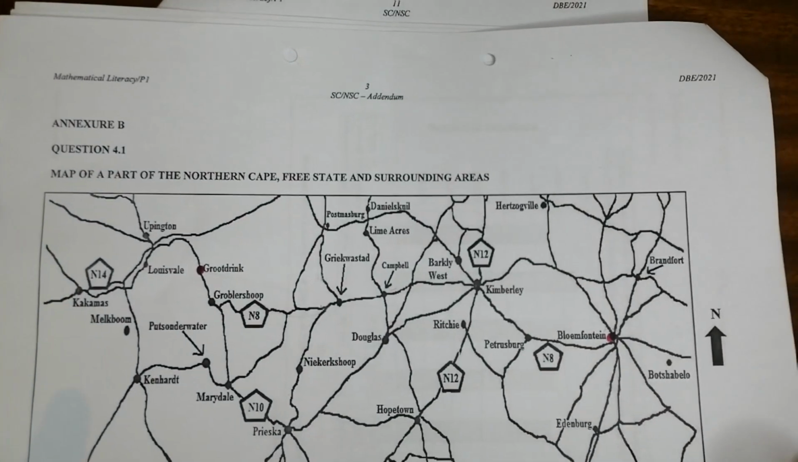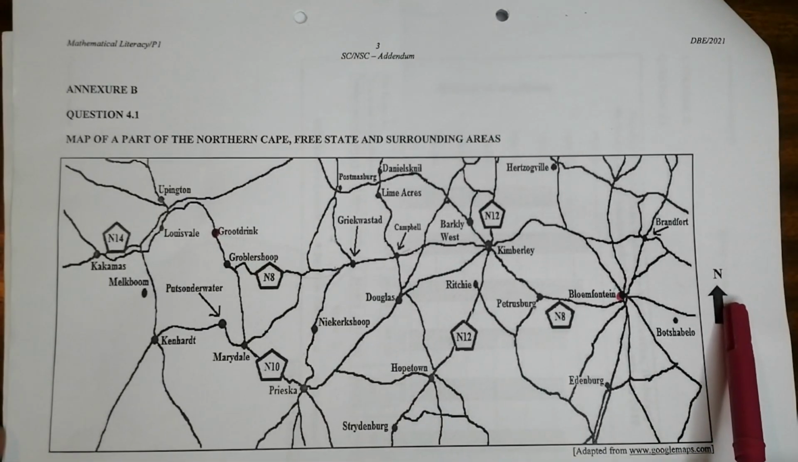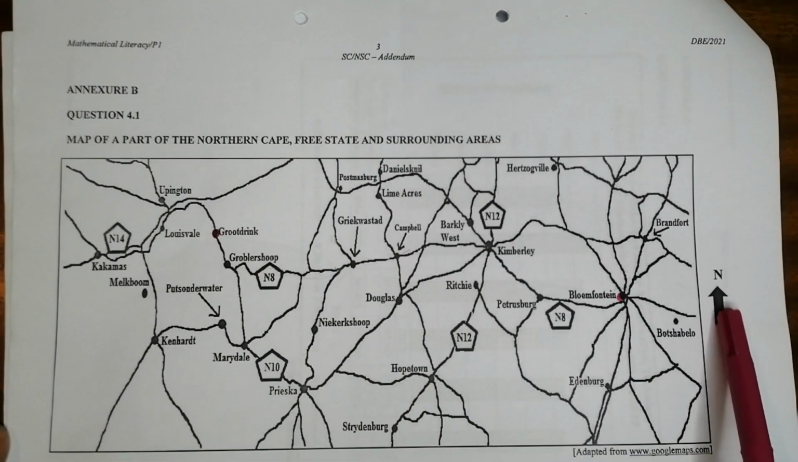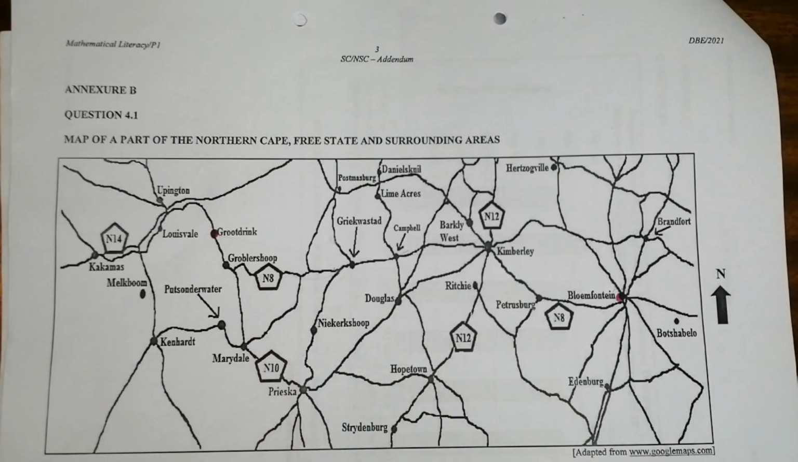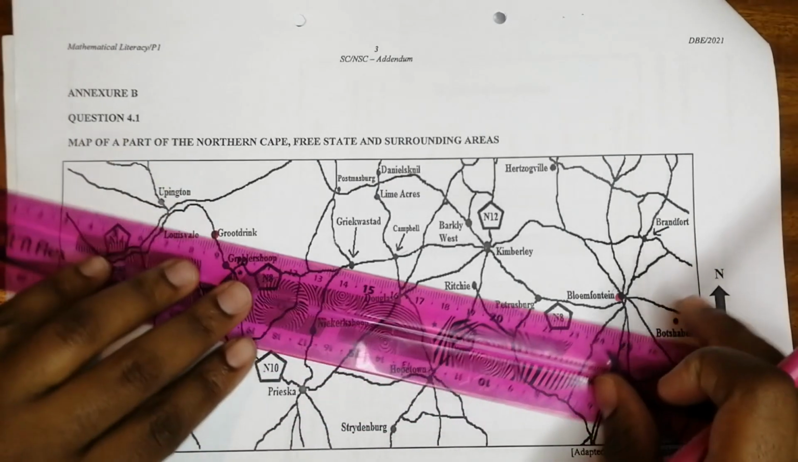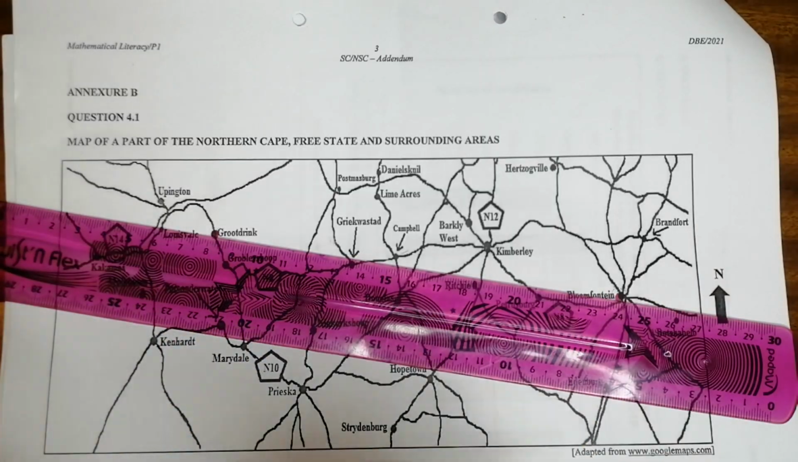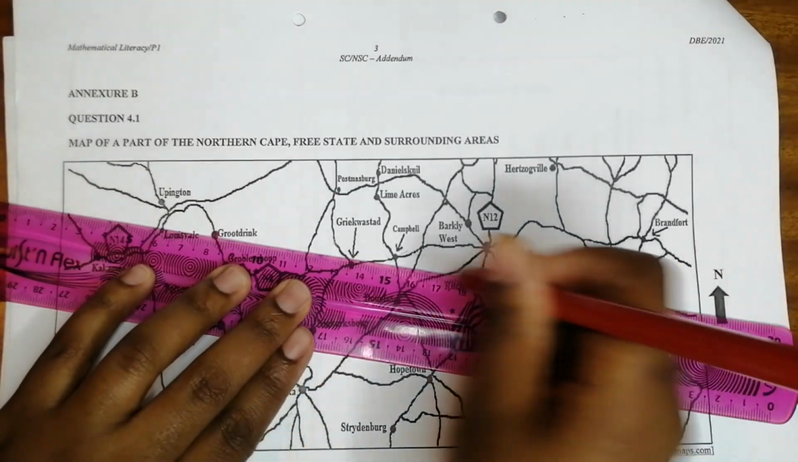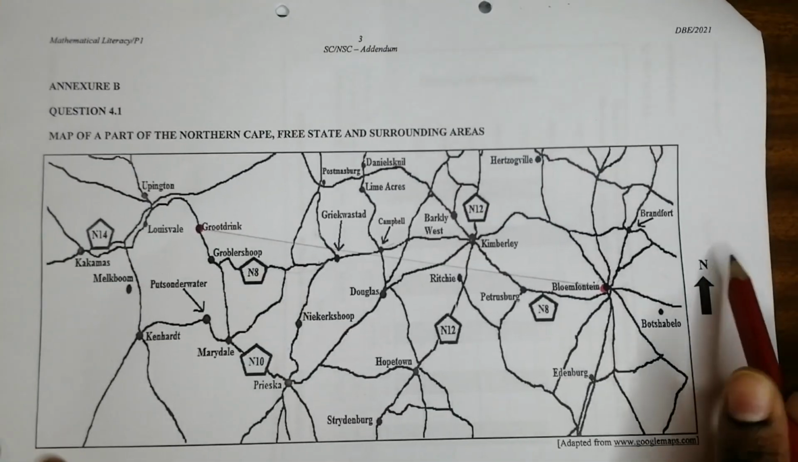So what is the general direction? We are also given a compass there, indicating that north is upwards. So now if you were to give the general direction from Bloemfontein to Grootdrink, what do you think you would say? That is the direction from Bloemfontein to Grootdrink. That is the compass that we're given.